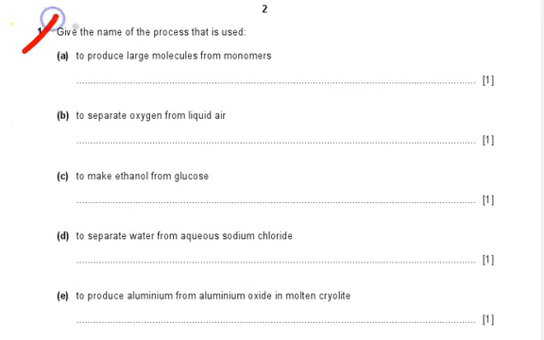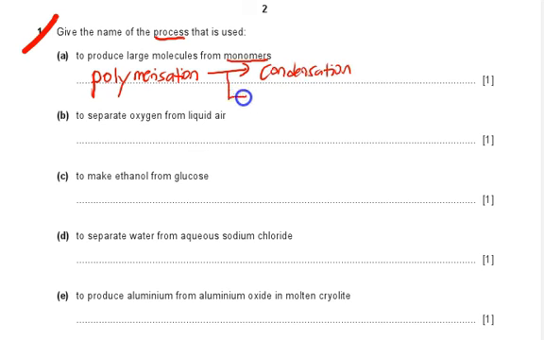For the first question, give the name of the process that is used to produce large molecules from monomer. Large molecules from monomer means this is polymerization. Remember, we have two types of polymerization: one is condensation, another one is addition. But for this question, only polymerization is your answer.